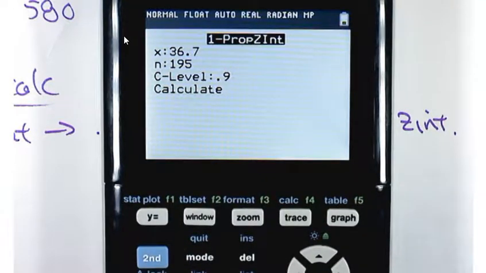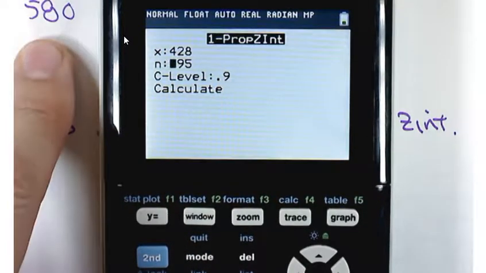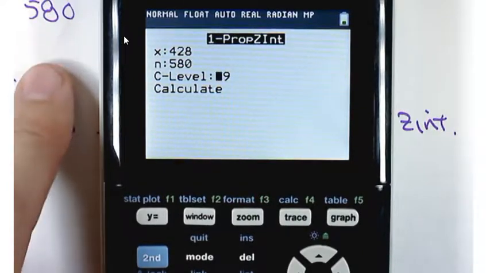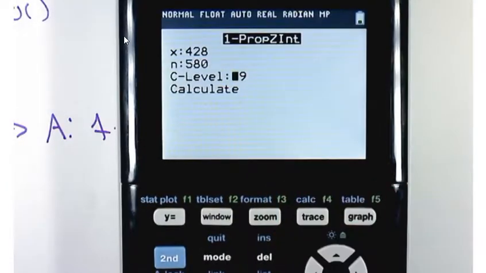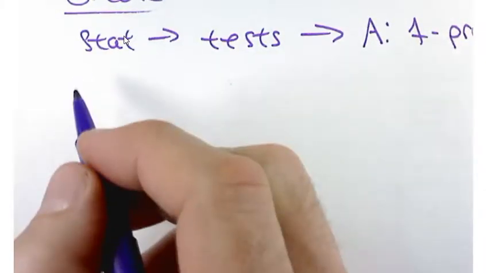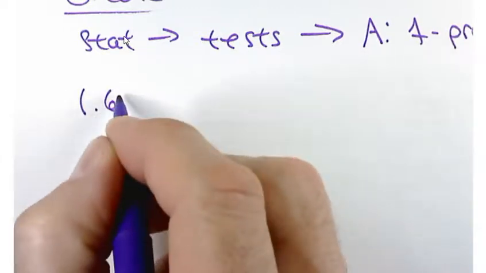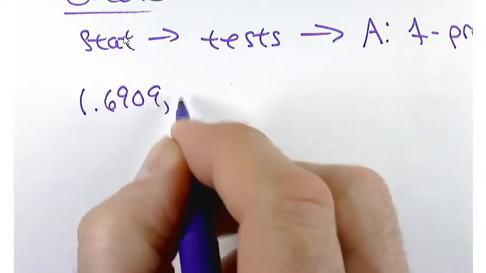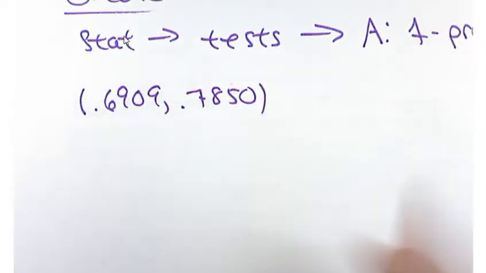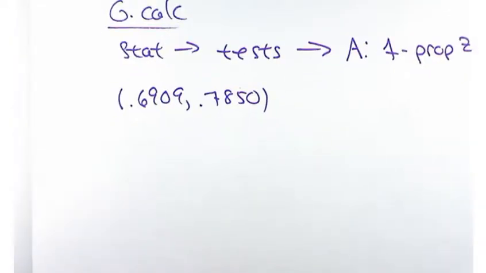One proportion Z interval. So there was 428 successes out of 580 total. Our confidence level is 0.99. And boom, pretty nice. Really quickly, we get out a nice number for our confidence interval. So it's going to be between 0.6909 and 0.7850 is your confidence interval. Now that's for the graphing calculator.